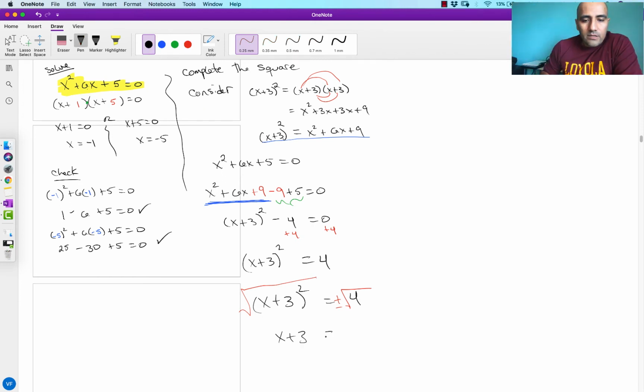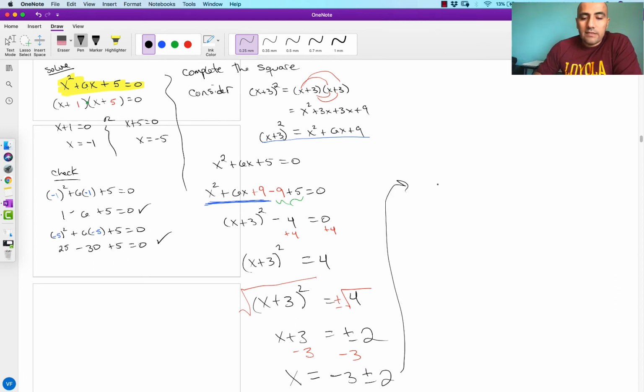X plus 3 equals plus or minus root 4. That's going to be plus or minus 2. And then I can subtract 3 from both sides. Minus 3, minus 3. And then that will end up with the 2 answers that I need. These guys cancel. X equals minus 3 plus or minus 2.